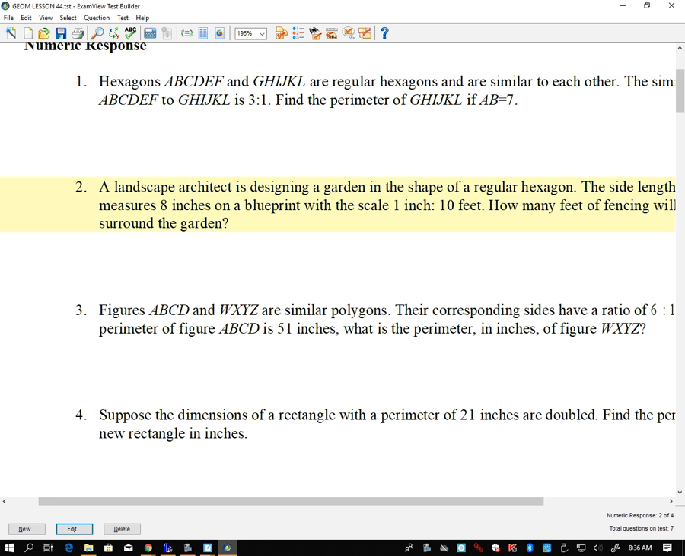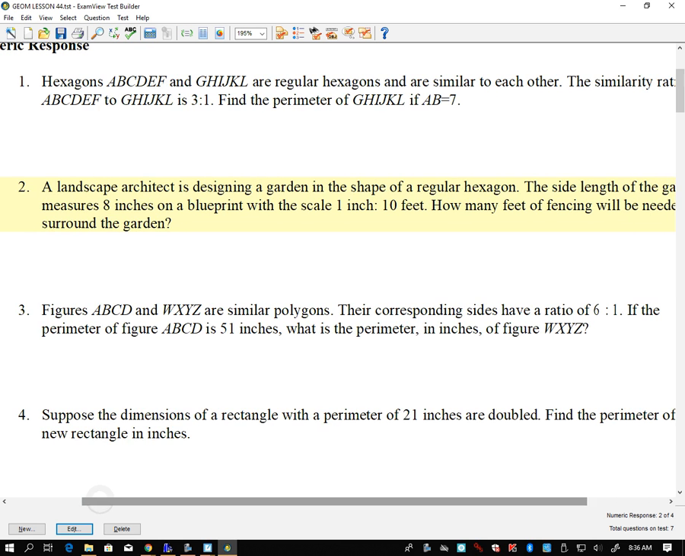Number 2, a landscape architect is designing a garden in the shape of, they work a lot with hexagons in these questions. He's designing a garden in the shape of a regular hexagon. The side length of the garden measures 8 inches on a blueprint, with the scale, 1 inch equals 10 feet. How many feet of fencing will be needed to surround a garden? Again, it's perimeter. It's the same type of question we were just working with.